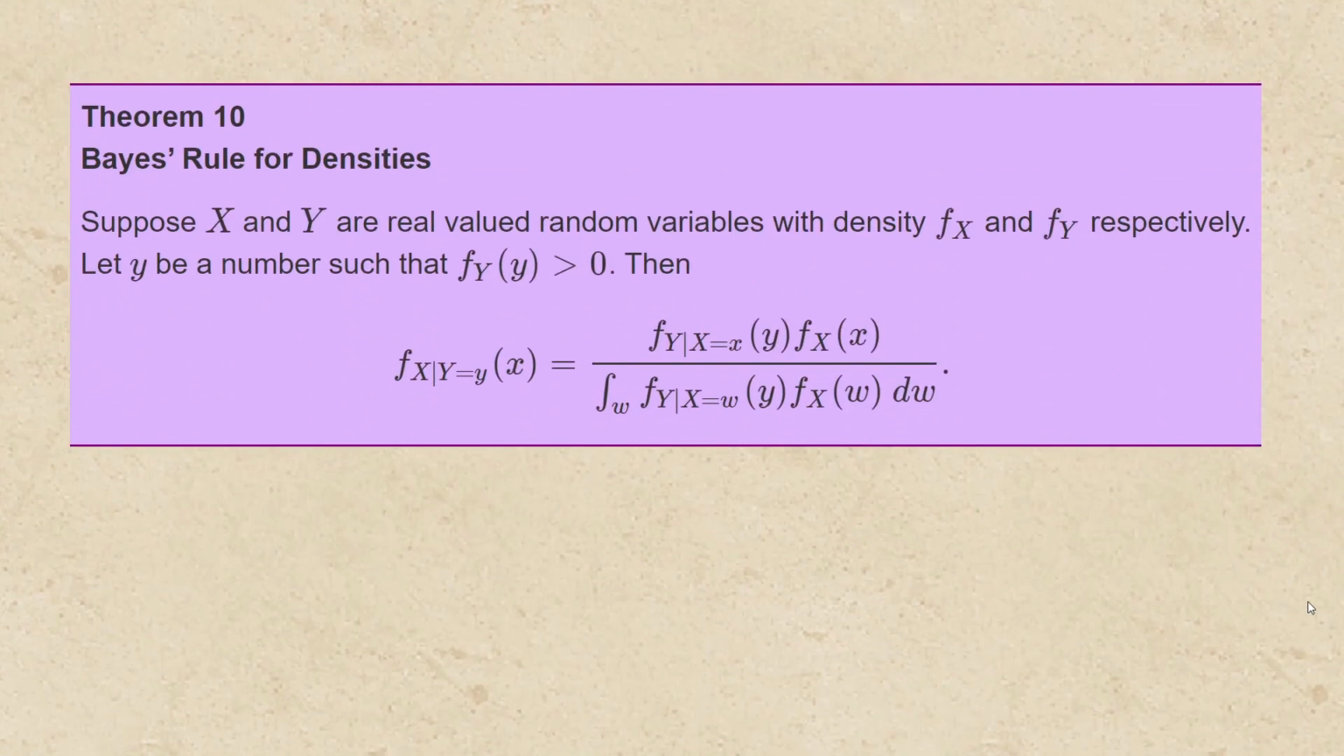Suppose that X and Y are real valued random variables with density f sub X and f sub Y respectively. Let y be a number such that the density of Y at little y is greater than 0. Then the density of X conditioned on big Y equaling little y at x will be the density of Y conditioned on big X equaling little x at y times the density of big X at little x, all divided by that numerator where x has been replaced with w and we're integrating over all possible values of w.